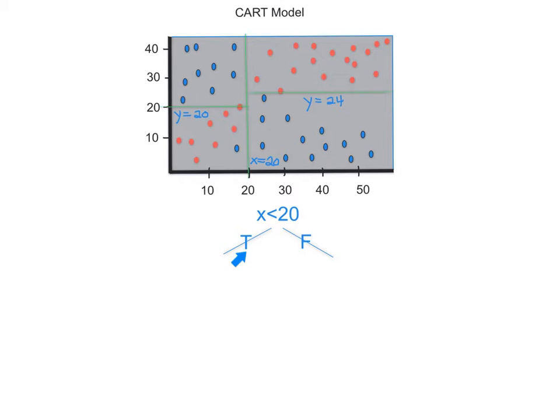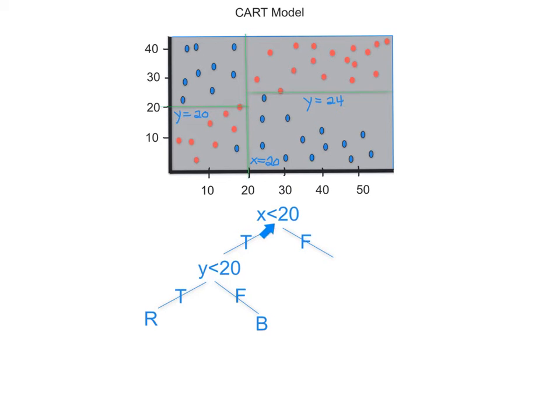If it's true, then we're looking at the region to the left of the line x equals 20, and we need to ask another question. And that question is, is y less than 20? And this is true or false. If it's true that y is also less than 20, then we're looking at this lower left-hand region, and our output or dependent variable is more likely to be red. If it's false, then our output is more likely to be blue.